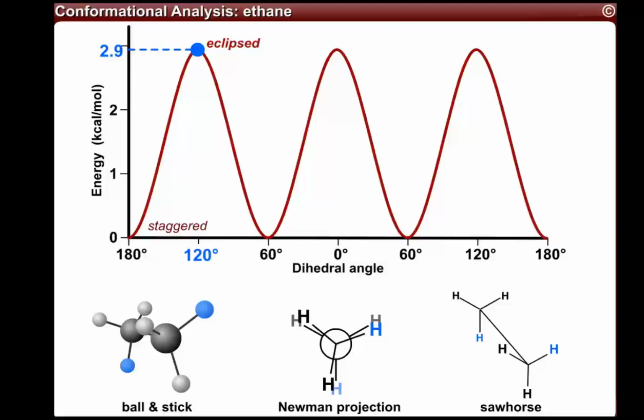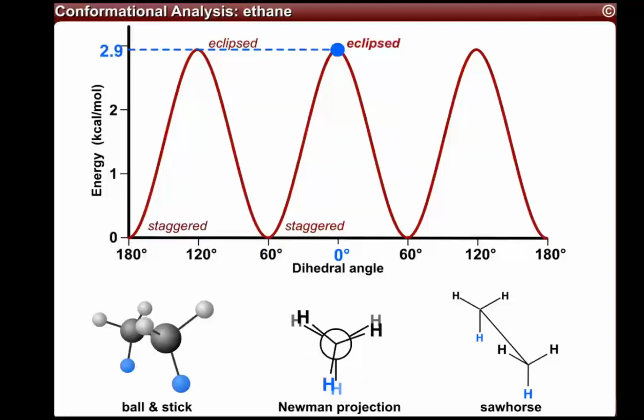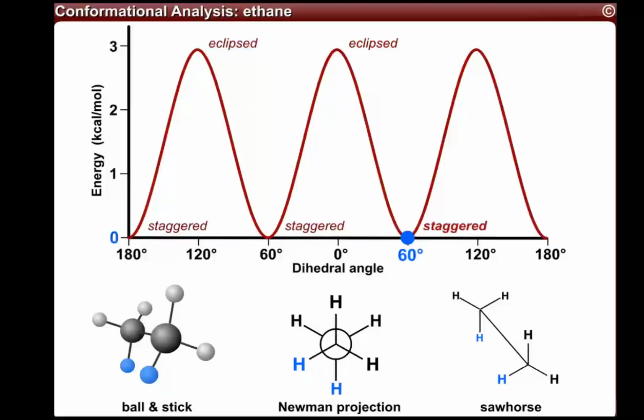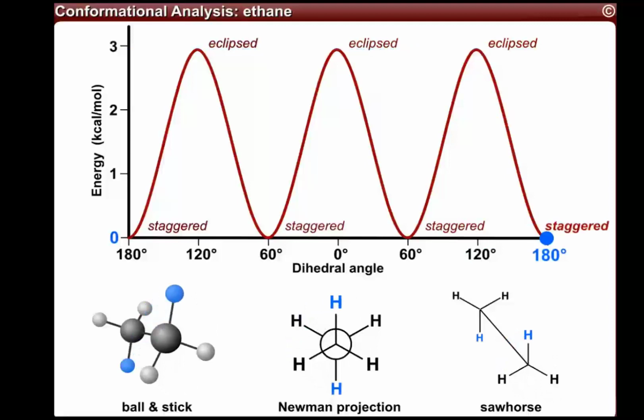If we allow the rotation to continue, we have another staggered conformation. If we allow the rotation to continue, we arrive at another eclipsed conformation. And again, more rotation takes us to another staggered conformation. And then finally, another eclipsed conformation. And then we would return, in a sense, to the original staggered conformation. So this is why I say that there are an infinite number of possible conformations, but we usually only look at 6 of them where they represent energy max and energy minimum.